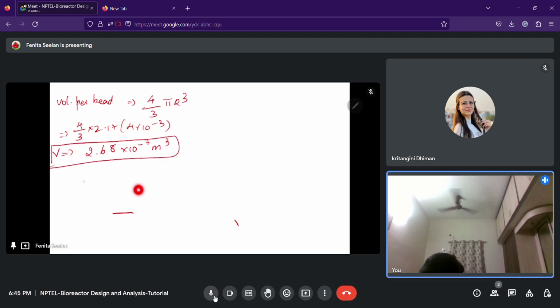So how much is the volume of 10 beads? Therefore the volume becomes 2.68 into 10 power minus 6 meter cube.